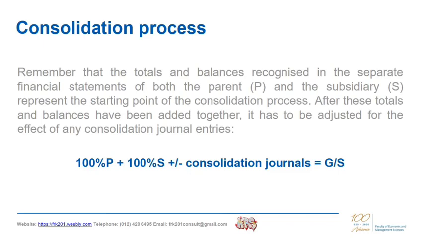After you now combine these balances and totals and add them together, they have to be adjusted for the effect of any consolidation journal entries. And the focus of Chapter 5 is again on the consolidation journal entries when you have an intragroup sale of inventories.